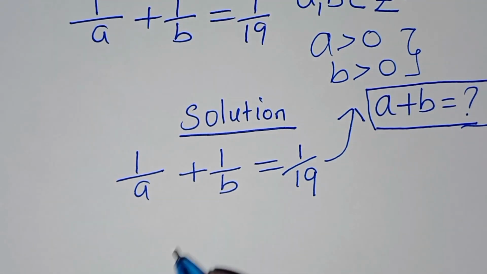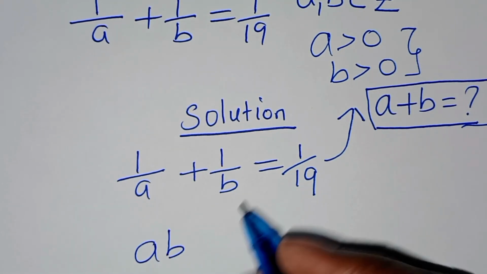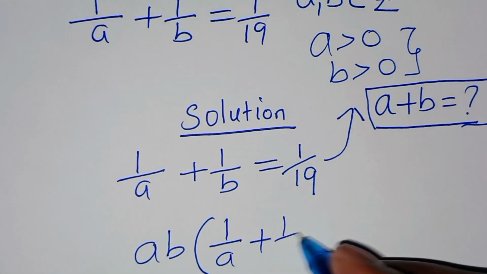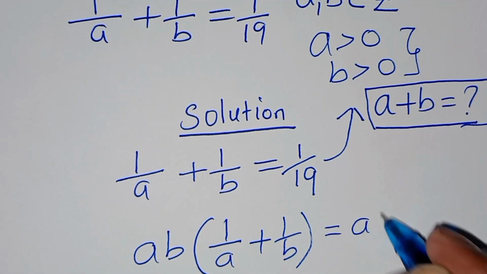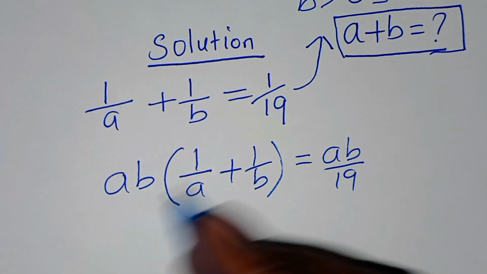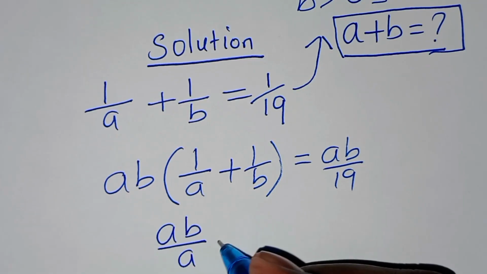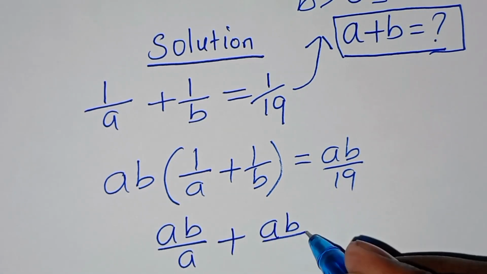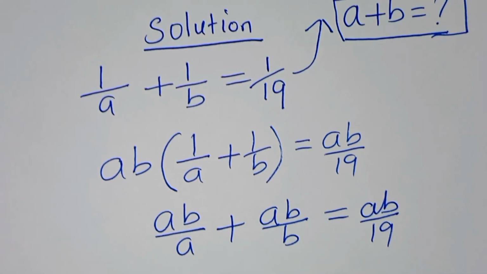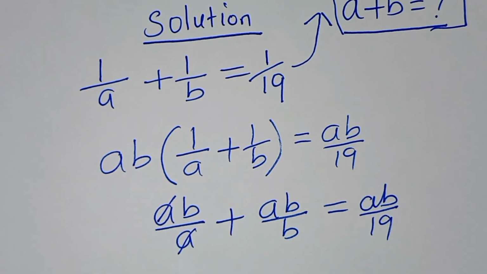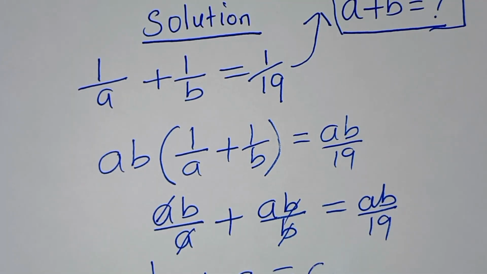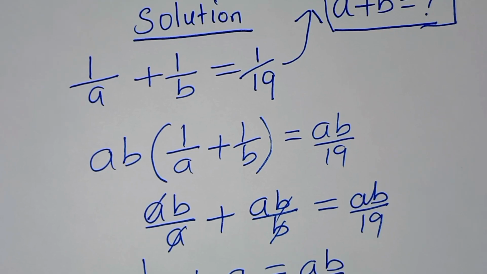So from here, let's multiply both sides by ab, so that we'll have ab multiplied by 1 over a plus 1 over b, equal to ab over 19. So here we'll have ab over a plus ab over b, equal to ab over 19. Let's simplify, so that now we'll have b plus a equal to ab over 19.